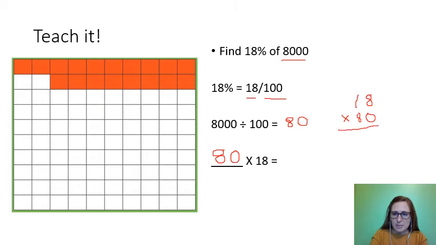Okay, we're multiplying by a multiple of 10, so we can put our 0 straight in. Then we can do 8 times 8 is 64. 8 times 1 is 8, plus 6 is 14, which gives us our final answer of 1,440. So 18% of 8,000 is 1,440.